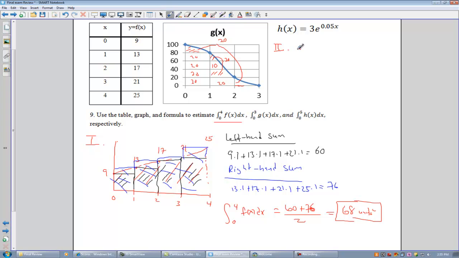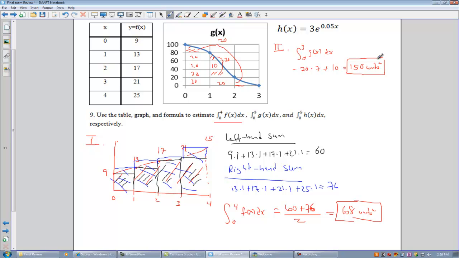So to estimate the integral from 0 to 3 of g of x dx, the way I would do this is I'd say I have 20, how many times? 1, 2, 3, 4, 5, 6, 7 times. Plus I have a 10 right there. If you do that on your calculator, you'll see that's 150. If you want to emphasize the fact that it's area, you can put units squared on there. And that's it.